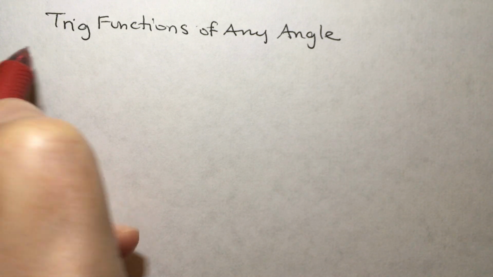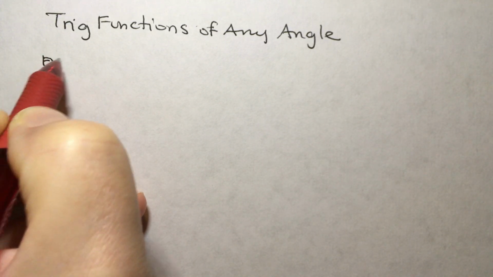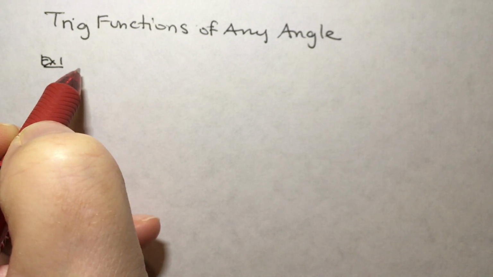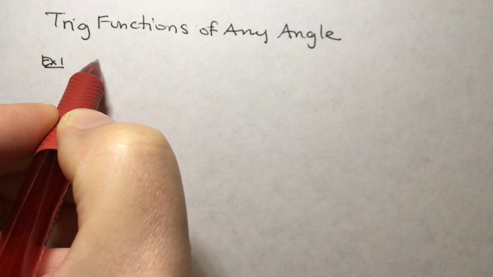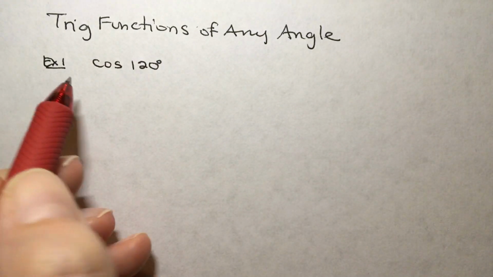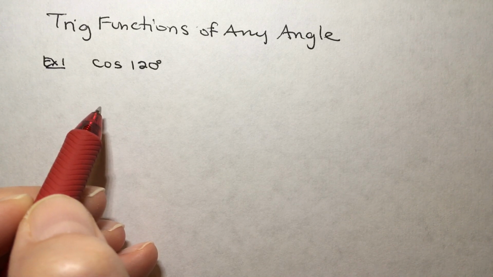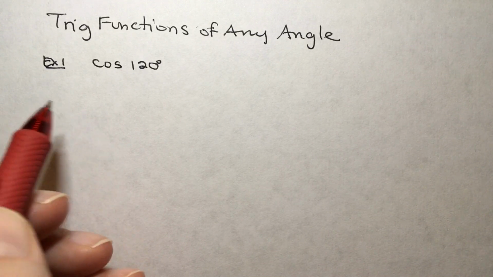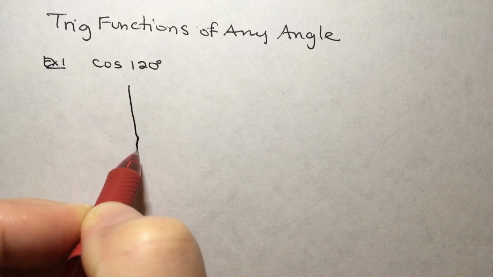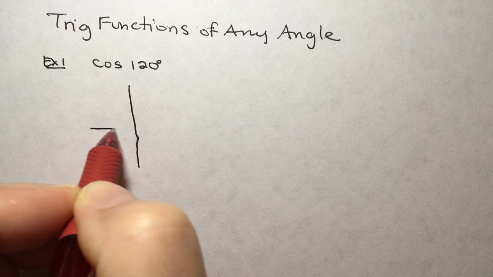So we're going to start with just one of 3 examples. We want to evaluate without a calculator the cosine of, say, 120 degrees. If we don't get to use a calculator, we have to have a picture. So the first thing we want to do is crunch out a picture of 120 degrees in standard position.